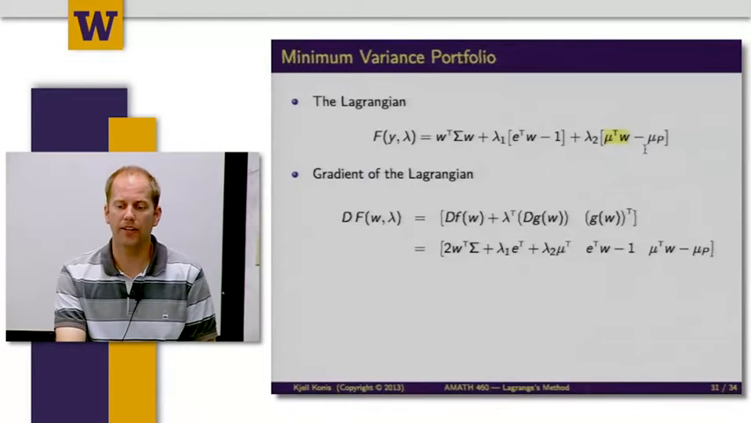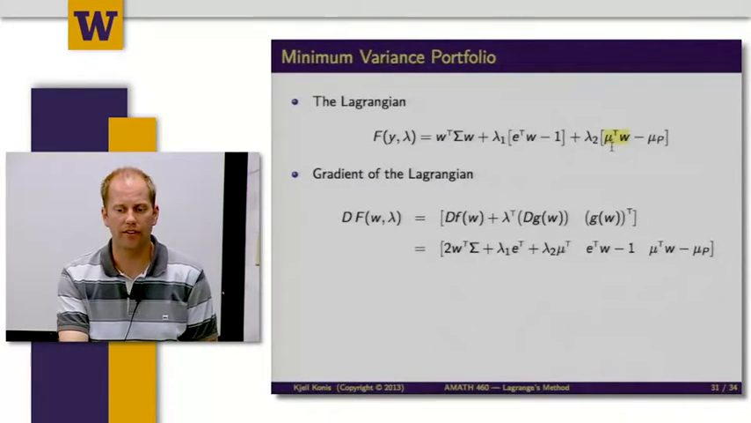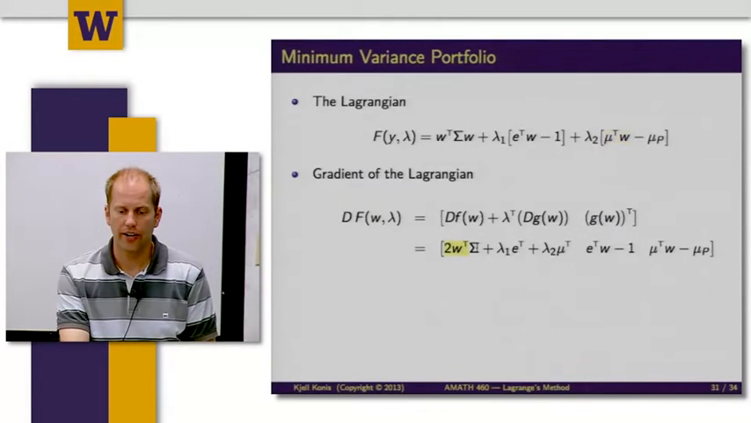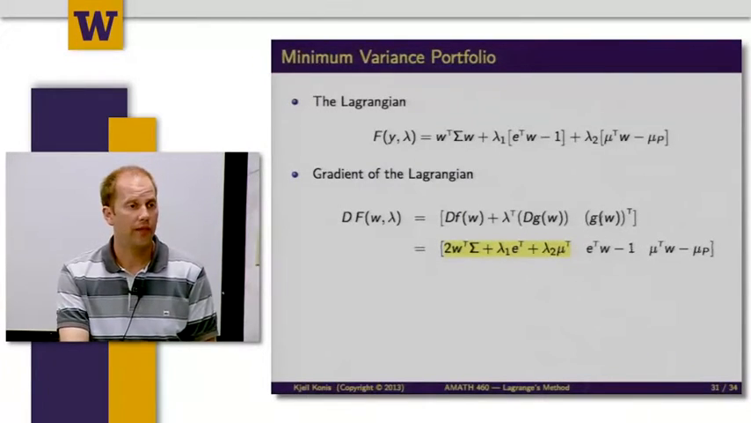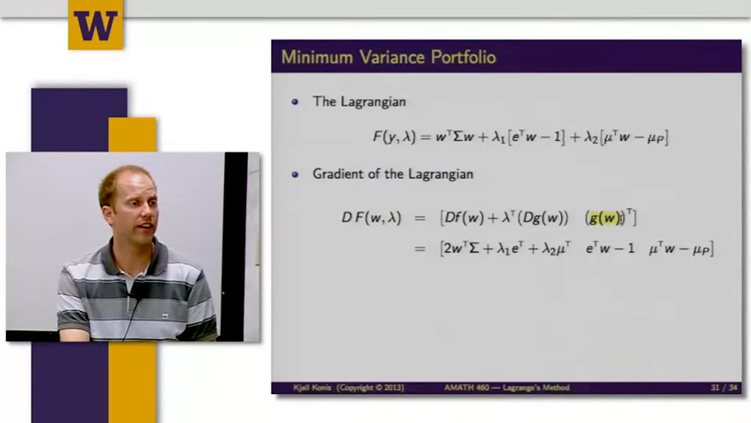And the same thing's going to happen here. When I take the gradient here, I'm just going to get mu 1, mu 2, mu 3 in a row, because everything else I'm taking a partial derivative with respect to a different variable. So I can write that just as lambda 1 times E transpose plus lambda 2 times mu transpose. And then the partial derivatives with respect to the lambdas are just going to be my constraints again. So I end up with E transpose W minus 1 and mu transpose W minus mu P.